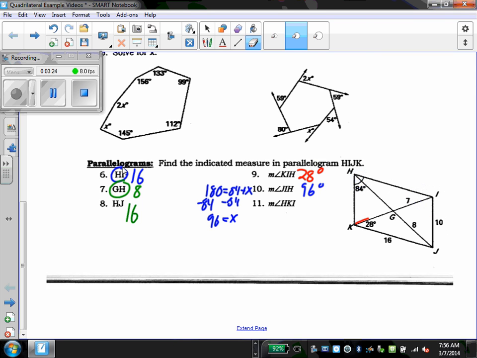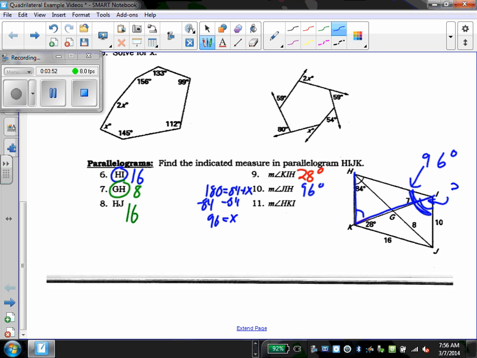Last one we're looking for here is HKI. That would be this one here. So we're looking for this one. We know because of alternate interior angles that it'll be the same as this one. And we know that all of this angle here is 96 degrees. We know that this little half one here is 28 degrees from an earlier part of the problem.